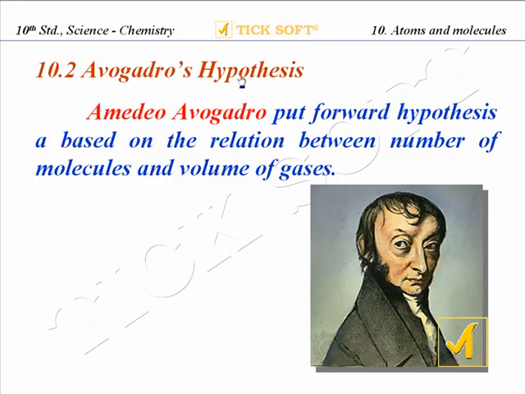Avogadro's hypothesis. Hypothesis means theory. Avogadro put forward a theory which is known as Avogadro's hypothesis. Amedeo Avogadro put forward a hypothesis based on the relation between the number of molecules and the volume of gases. How can the number of molecules and the volume of gases be related? He explained it with the help of a suitable illustration.